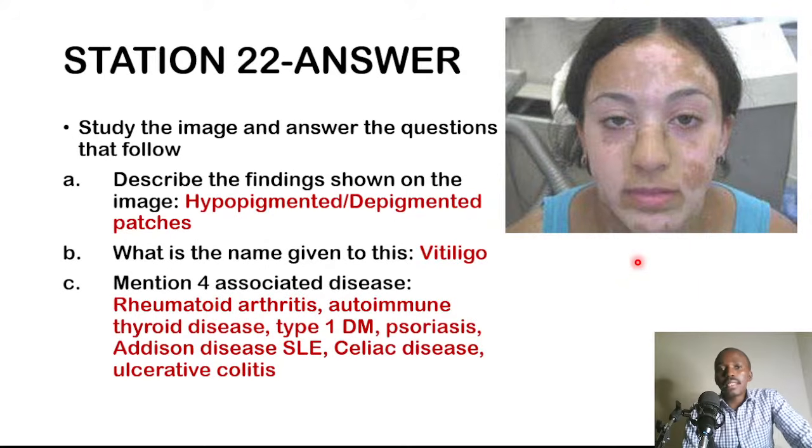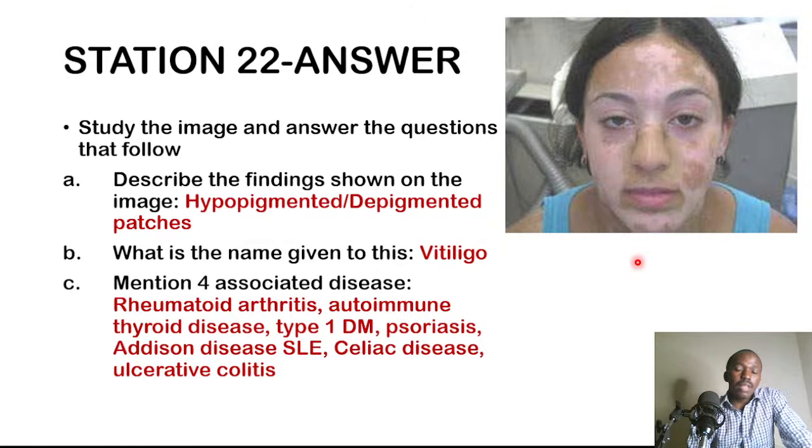So this person has hypopigmented or depigmented patches of the skin. This is a condition that's known as vitiligo. It's an autoimmune condition where you get antibodies that are going to be targeting the melanocytes and actually destroying the melanocytes. And that's why these different patches of the skin lose their pigmentation.